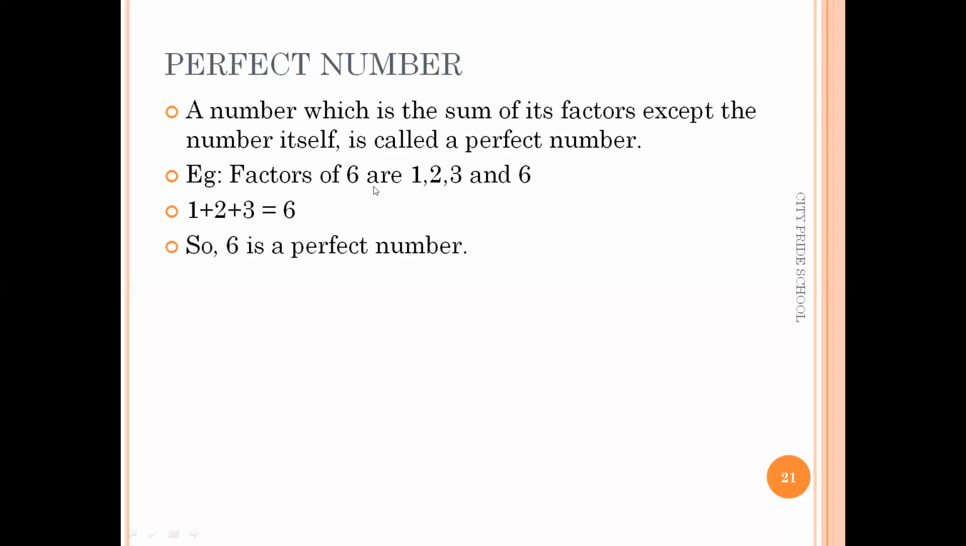Okay, so factors of 6 are 1, 2, 3 and 6. So we have to add all the factors except the number itself. We are not supposed to add the number itself. Other than this, if we add all these factors, it should equal 6, because factors of 6 we have written, right? So if it is equal to 6, then 6 is a perfect number.